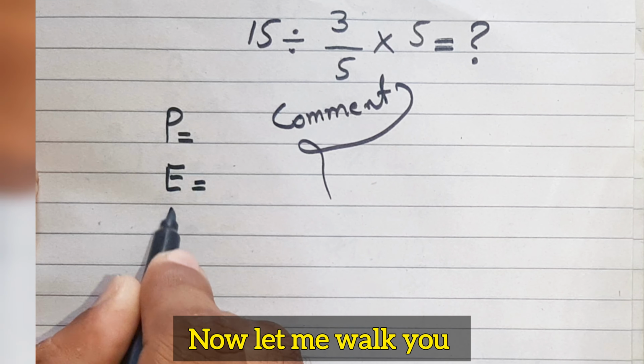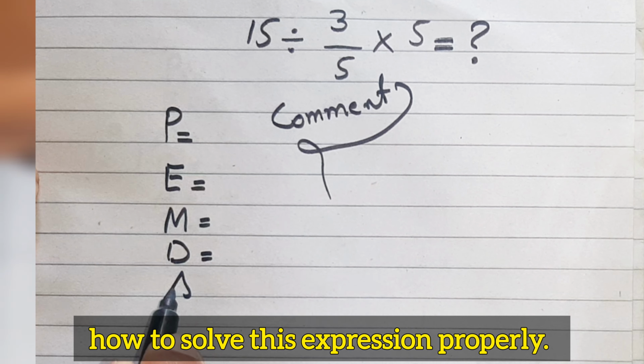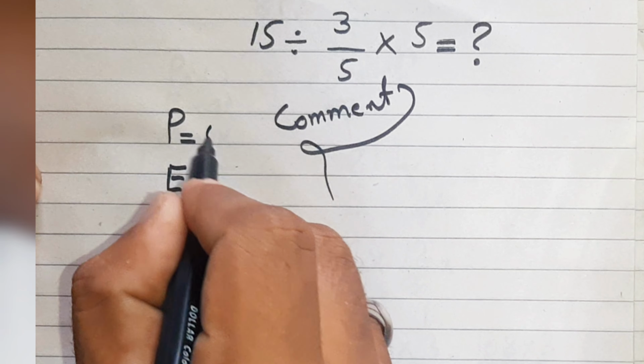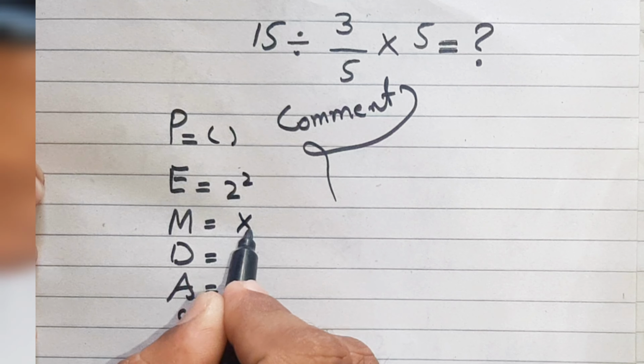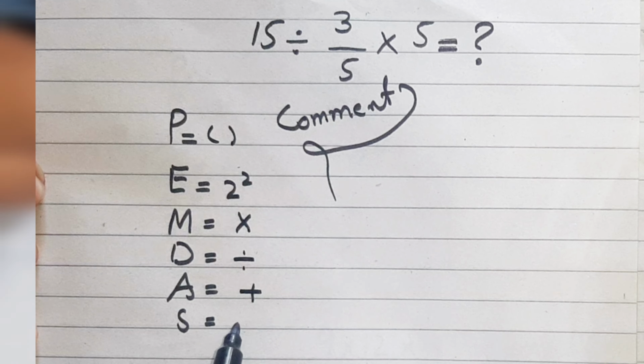All right. Now let me walk you through step by step how to solve this expression properly. To solve this question, we must follow the PEMDAS rule. In this rule, P stands for parentheses, E stands for exponent, M stands for multiplication, D stands for division, A stands for addition, and S stands for subtraction.